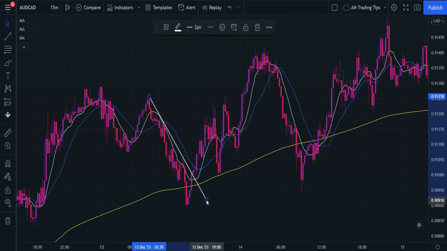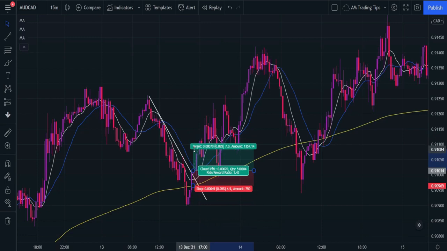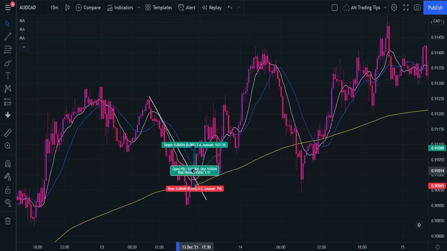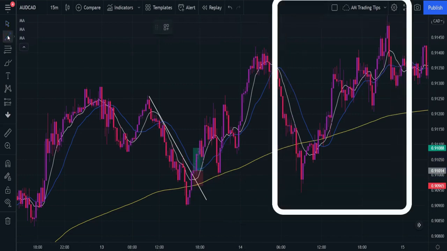The price breaks the short-term trend line upward. This is our entry trigger candle, so we enter a buy trade on this candle. We will place our stop loss below the 200 EMA and target a 1.5 risk-reward ratio. As you can see, the price took a strong move after our entry. Here is also a perfect buy trade setup.